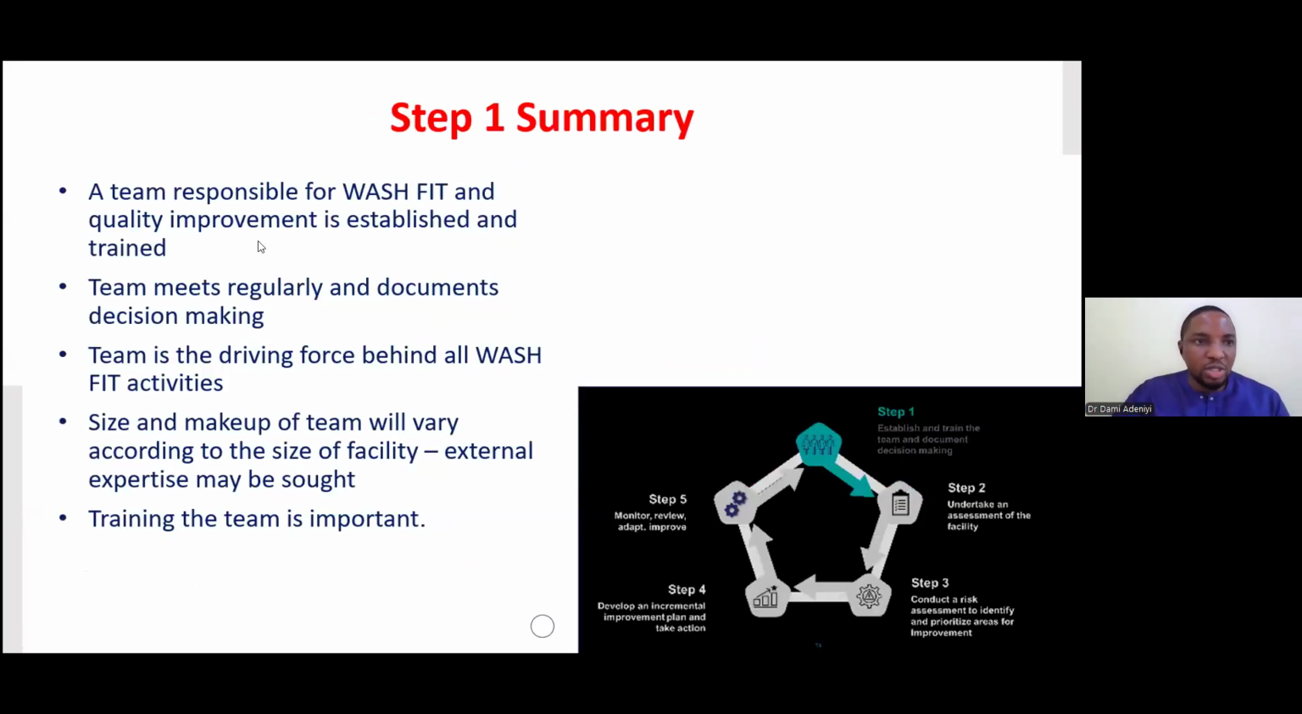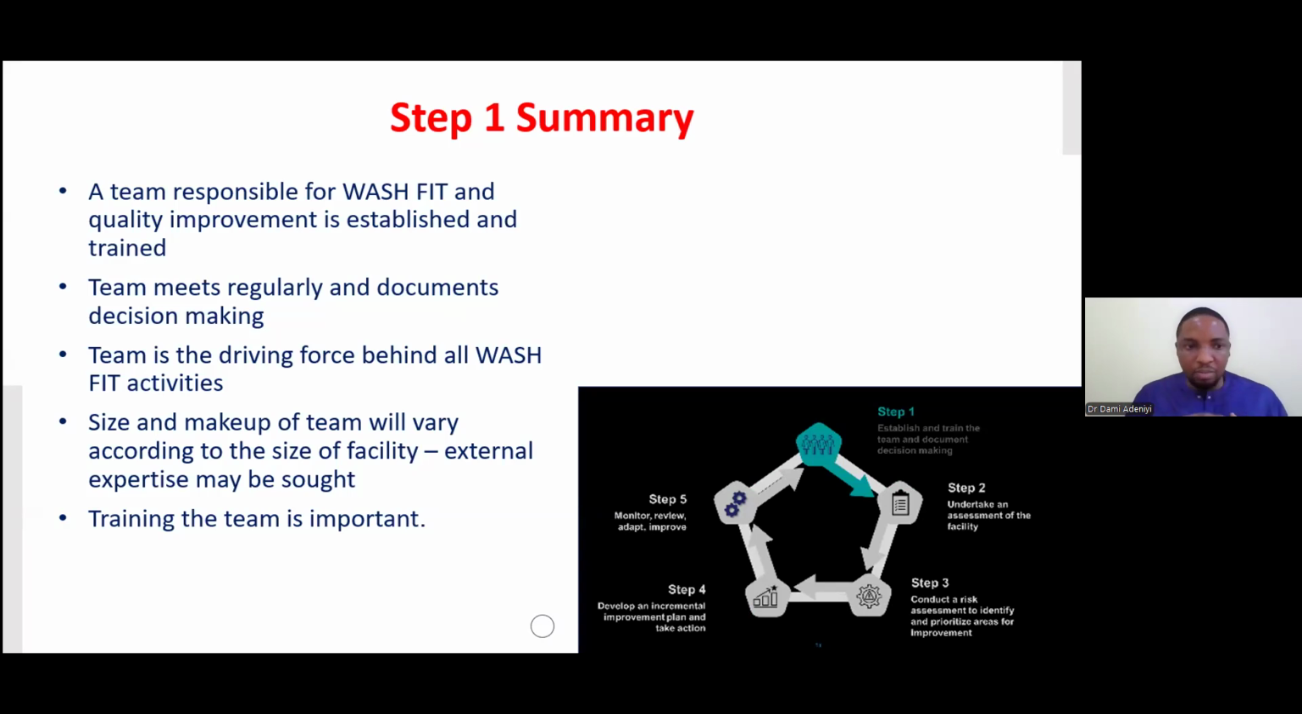So this is a summary of step 1. We said step 1 is to establish a team, and then train the team on the WASH FIT document. And so a team has to be responsible for WASH FIT. It is not a one-man show. And so it's the responsibility of the WASH focal person or the IPC focal person, depending on the facility, to select those that will make the WASH FIT team.